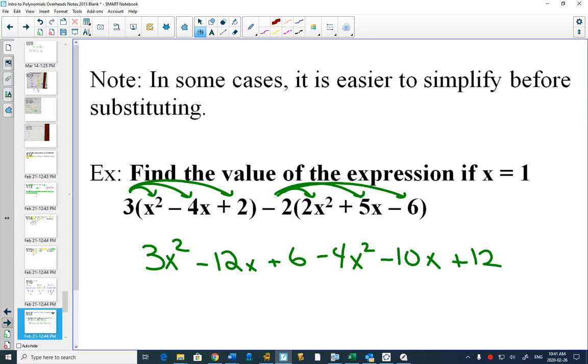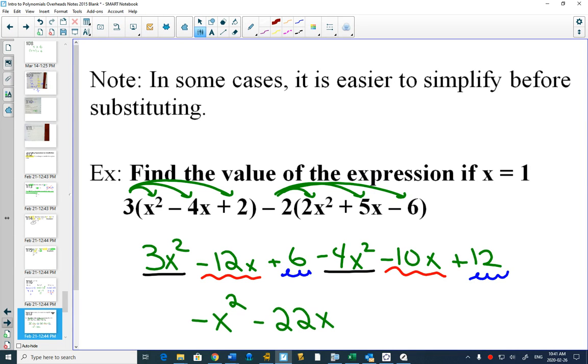We now have some like terms. We have a 3x squared and a minus 4x squared. We've got a negative 12x and a negative 10x, and a plus 6 and a plus 12. So if we put our like terms together, 3 minus 4 is negative x squared. And then negative 12 minus 10. Think of your number line. You're at negative 12. You minus 10. You're at negative 22x. And then finally 6 plus 12 is plus 18.